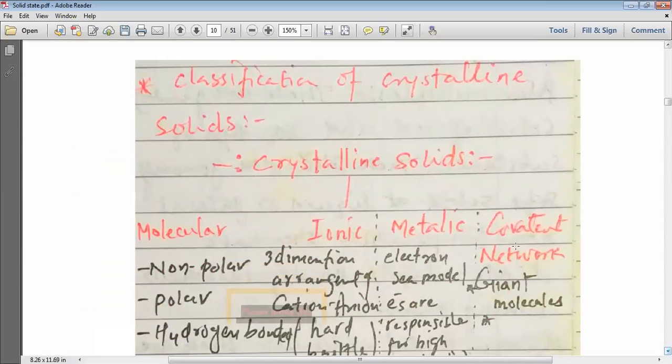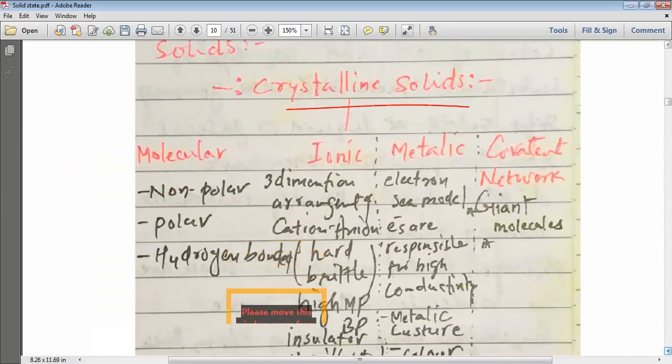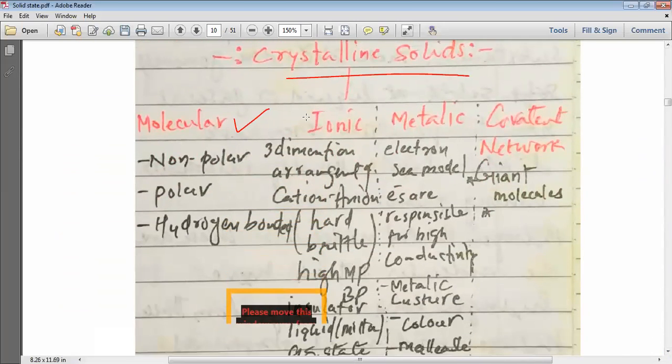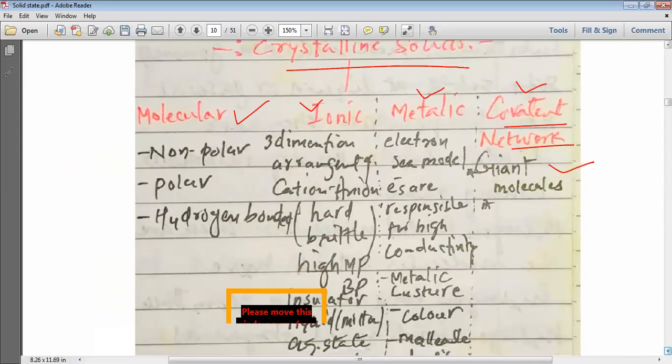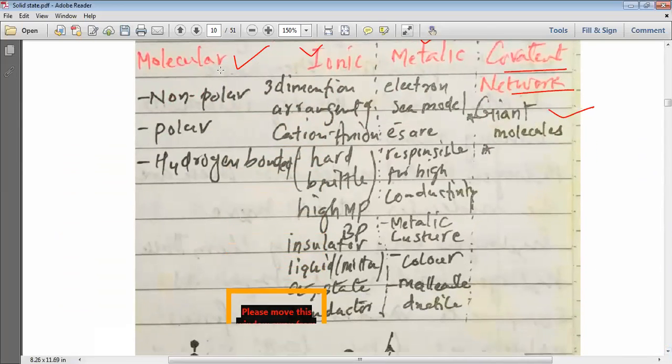Now, classification of crystalline solids. So crystalline solids can be classified into various classes like molecular solids, ionic solids, metallic solids, and covalent solids or network solids. They are also called giant molecules. Let us roughly take an idea about all these solids. So molecular solids can again be classified into non-polar, polar, and hydrogen bonding.